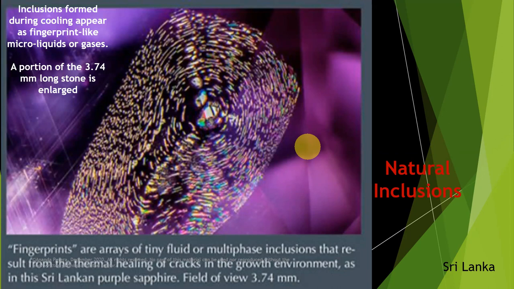Another natural inclusion, it is like a fingerprint. So it is called fingerprints. This inclusion from a Sri Lanka stone is formed during cooling 35 million years ago inside the lava. It was created and cooled, and during cooling it appears as a fingerprint. These small holes are filled with liquid or gases. Sometimes carbon dioxide liquid or gas, sometimes H2O, water, liquid or gas. But it is very, very small. A 3.74 millimeter long stone is enlarged. This is called a fingerprint. It is a remarkable inclusion.